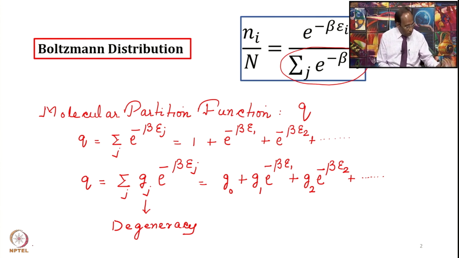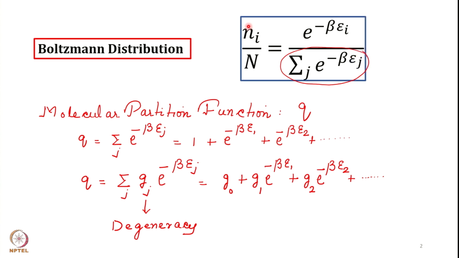Remember that we started from the ratio Ni upon N. What is this ratio Ni upon N? It is the number of molecules in the ith state divided by the total number of molecules. It represents the fractional population of the ith state, and I am going to discuss this in more detail soon. So obviously, a question will come to mind: earlier we accounted for alpha, so what is this beta?